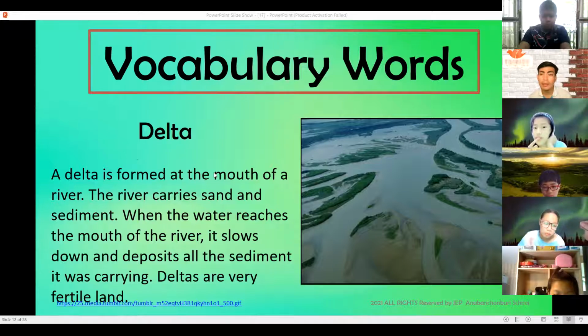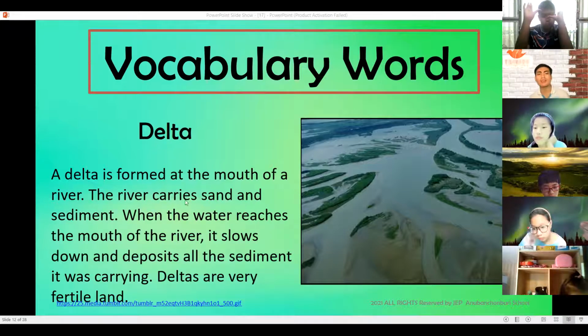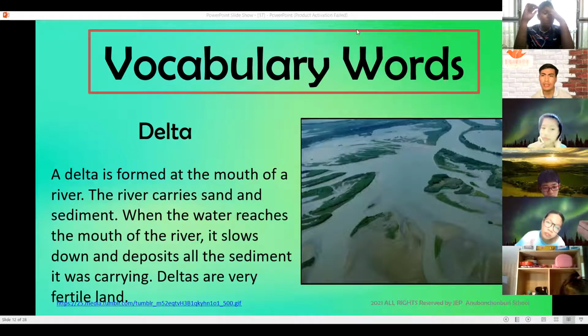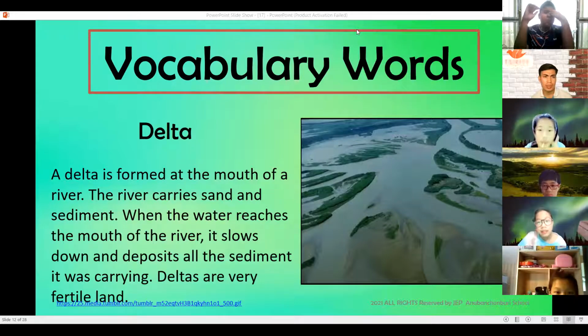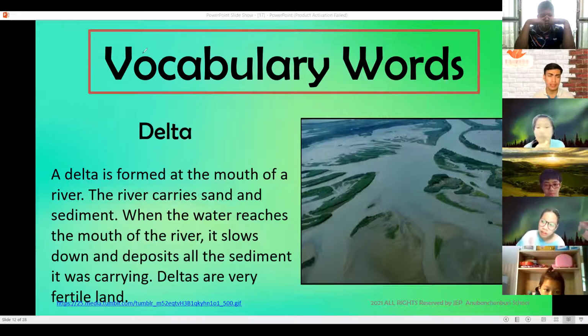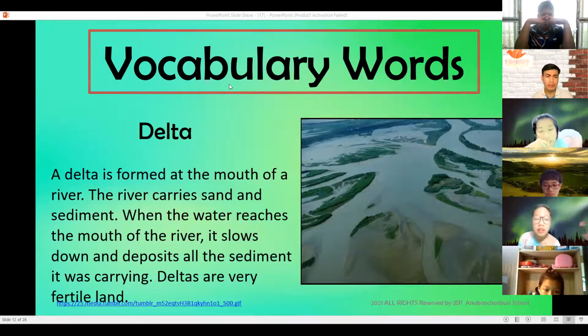We cannot hear you properly, Natchanan. Thank you. I will read again. A delta is formed at the mouth of a river. The river carries sand and sediment. When the water reaches the mouth of the river, it slows down and deposits all the sediments. That is why you can see here, these are what we call the delta. These are the landforms that you can see. We can see it at the mouth of a river.